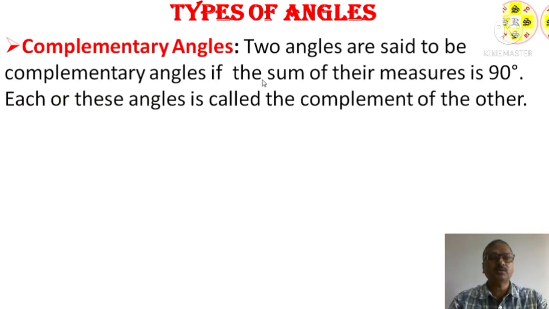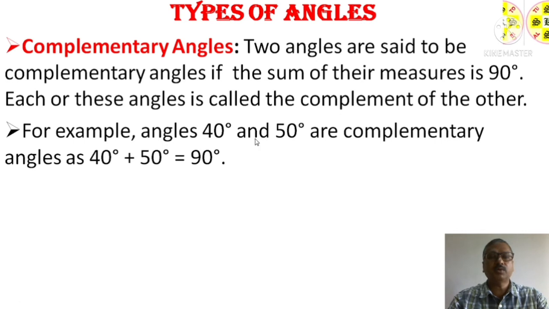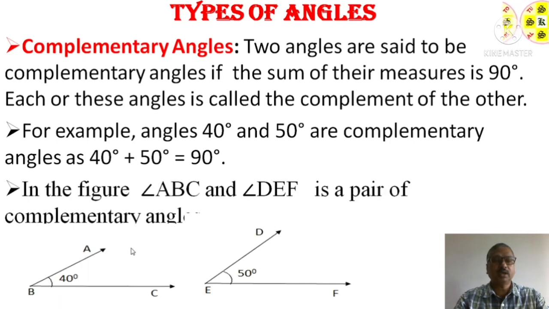Now complementary angles. What are complementary angles? Two angles are said to be complementary angles if the sum of their measure is 90 degree. In supplementary, the sum of measure is 180 degree, and in complementary the sum of measure is 90 degree. Each of these angles is called the complement of the other. For example, angles 40 degree and 50 degree are complementary angles, as 40 degree plus 50 degree is equal to 90 degree. Now see the figure, this is 40 degree and 50 degree. If we add them, they form a 90 degree angle. So they are complementary angles.